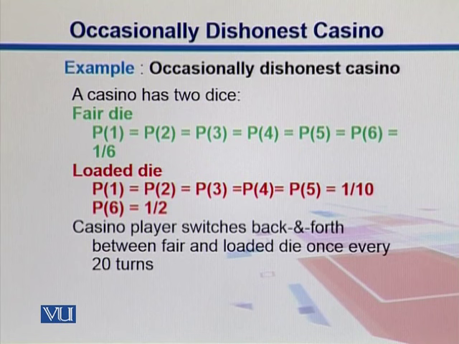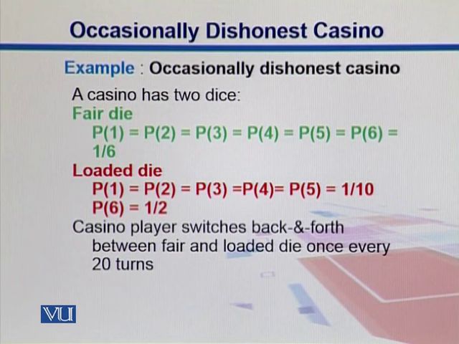If they use a loaded die, P of 1, 2, 3, 4 and 5 is equal to 1 by 10, since for half of the times they use P of 6, which is equal to half of the time. So we get 50% sixes if the loaded die is used. The remaining half is obviously divided among the remaining 5, so their probability becomes 1 by 10.